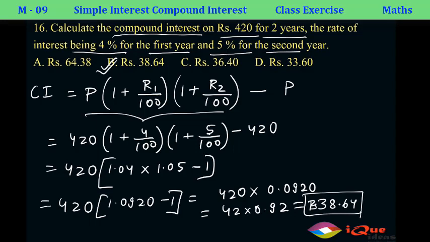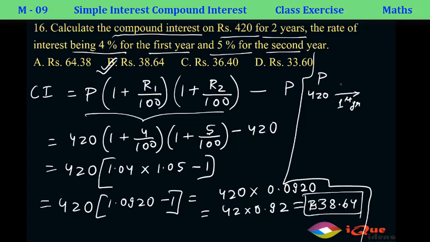Alright. There is another way of doing the same question. What you could have done is, we could have gone year wise. Instead of using the formula, we could have started with principal amount P, which is 420. In the first year, let's say the interest calculated is 4%. So calculate 4% of 420. 1% of 420 is 4.2. 4% will be 16.8. Add it. So it becomes 436.8 rupees. This is the amount after 1 year.